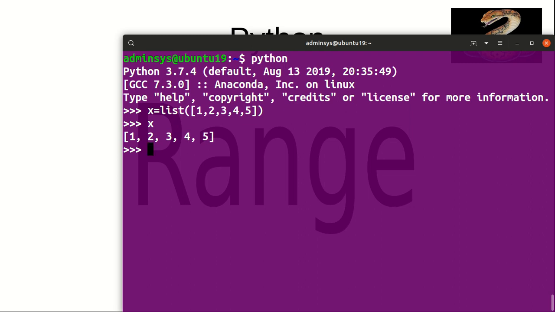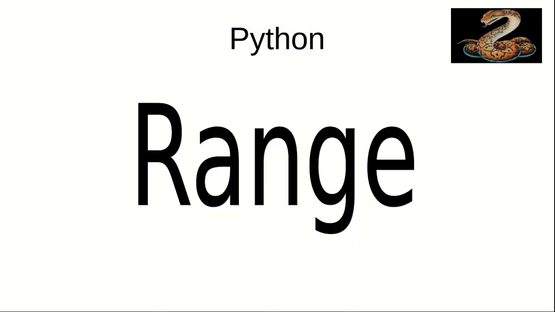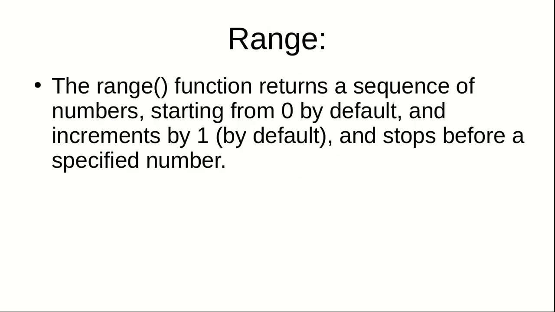But there is one big disadvantage with list or tuple, that is, if I want to initialize, let's say, 50 elements at a time, then it is time consuming and it doesn't make any sense to initialize that many values. So in order to avoid this problem, we can use the range function. So let's see the definition. The range function returns a sequence of numbers starting from 0 by default and increments by 1, that is also by default, and stops before a specified number. So range is nothing but it will give the number of elements that we want.